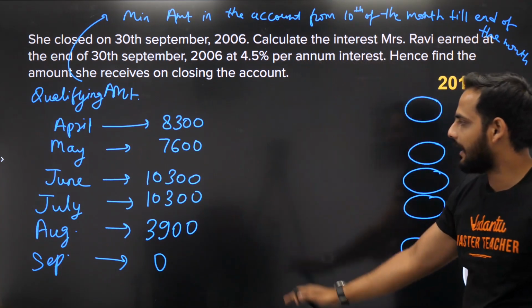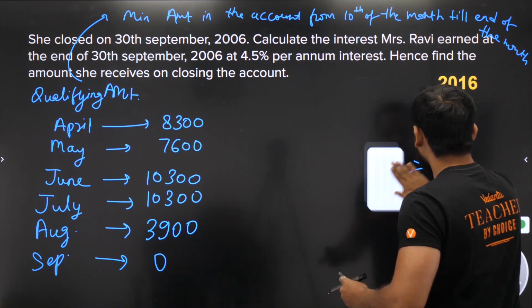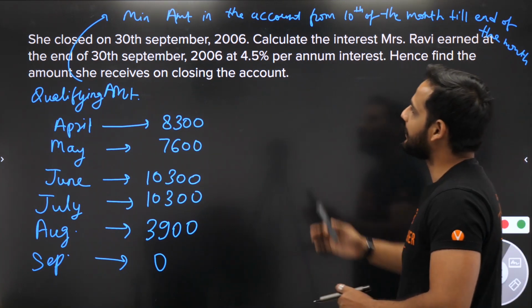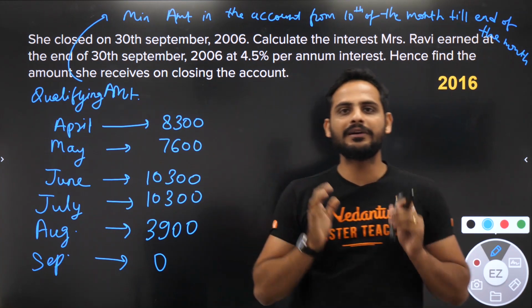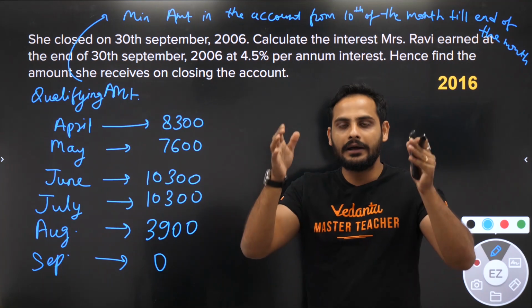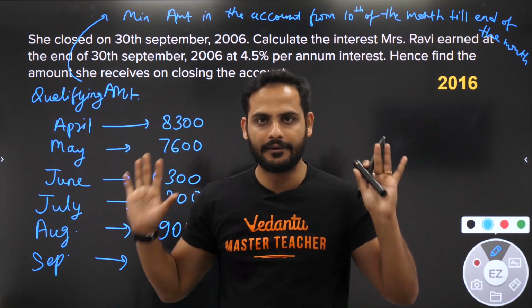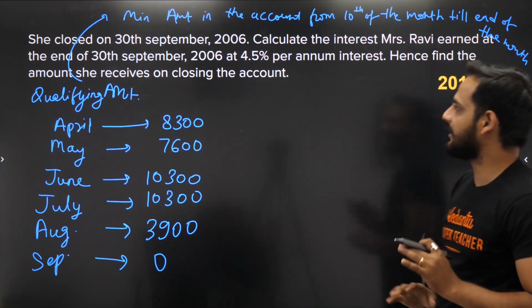So these are my qualifying amounts. Okay. So what we say, qualifying amount are the minimum amount. For any month, if you are finding out the qualifying amount, it is the minimum amount in the account from the 10th of that month till the end. Right? So these are the qualifying amounts we have got.